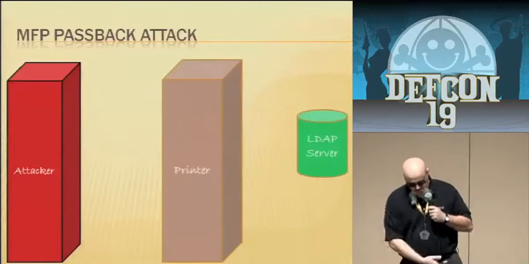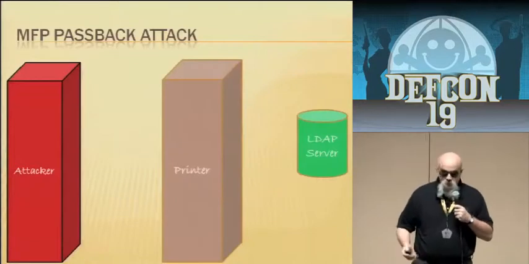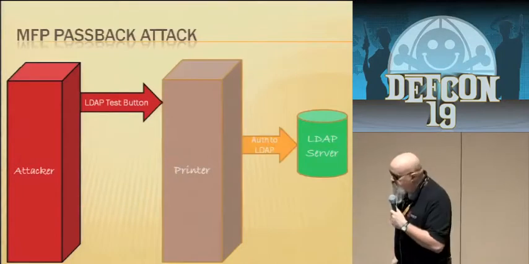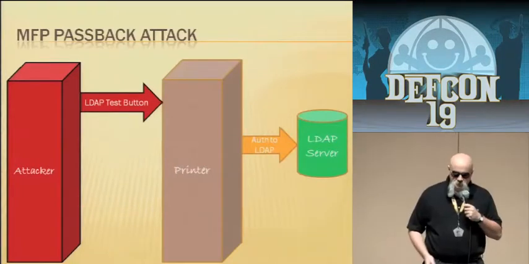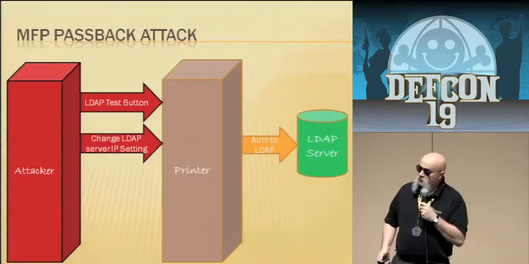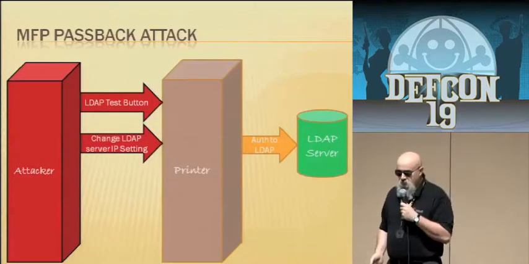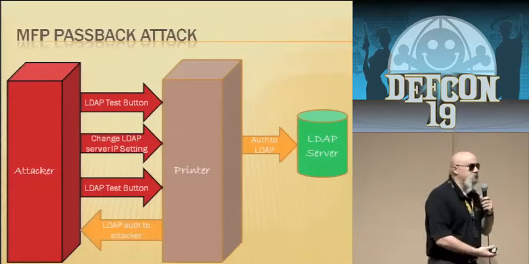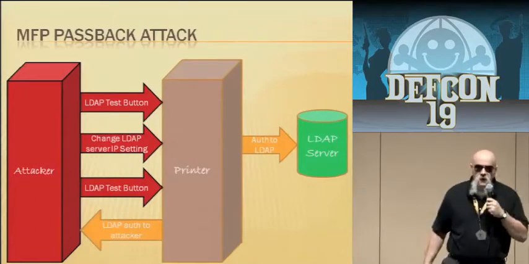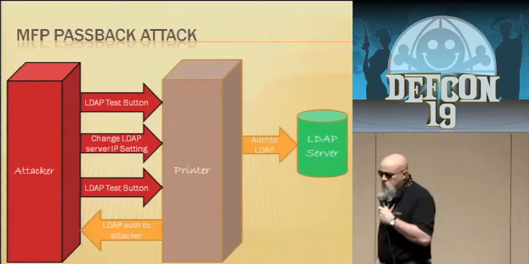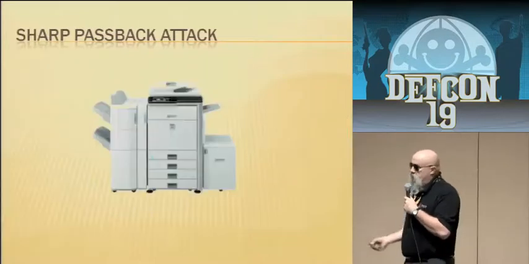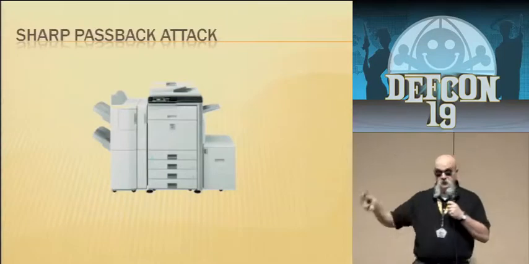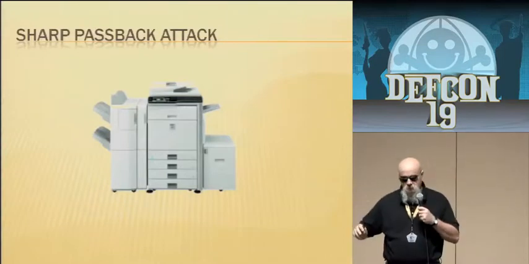The whole gist of this attack starts out with the attacker hitting the test button on the printer, which authenticates to the LDAP server. The attacker changes the LDAP IP address, hits the test button, and the printer nicely authenticates to the attacker, giving us the ability to capture all the authentication data. So let's start with a couple of examples. The first one we're not going to get into a whole lot of detail, but the second one we're going to show you a lot of detail.